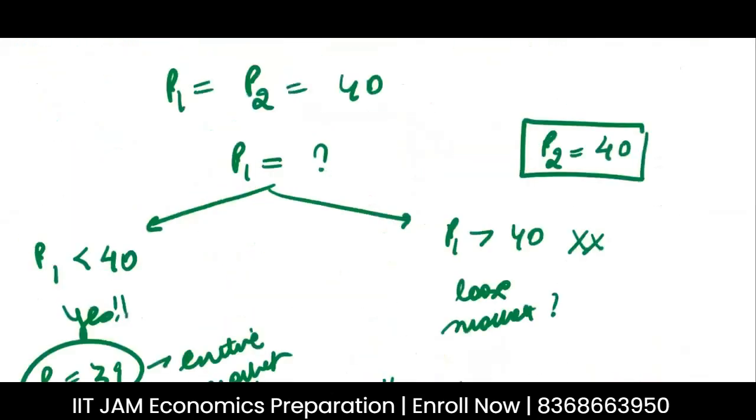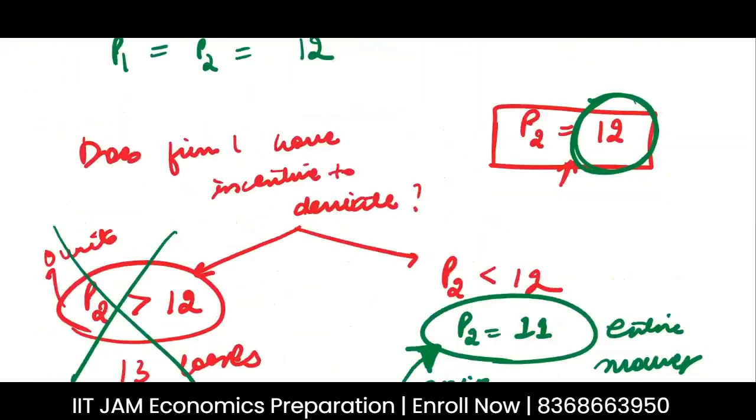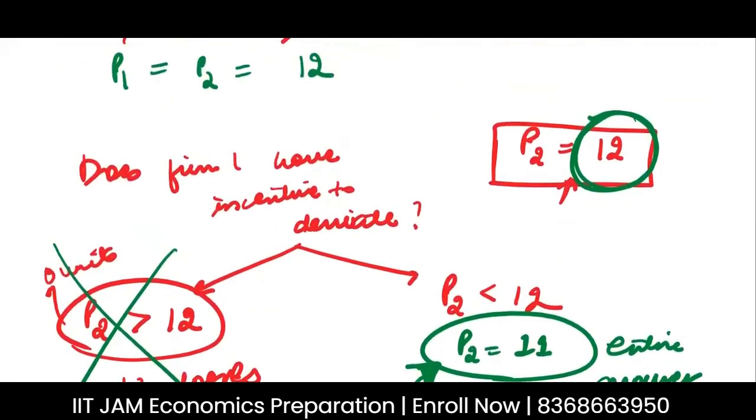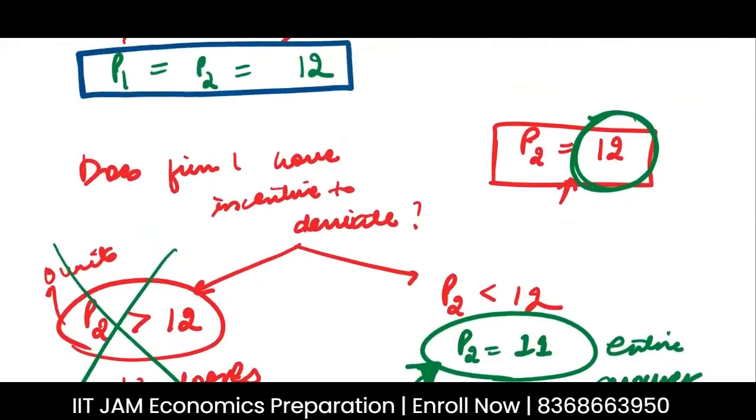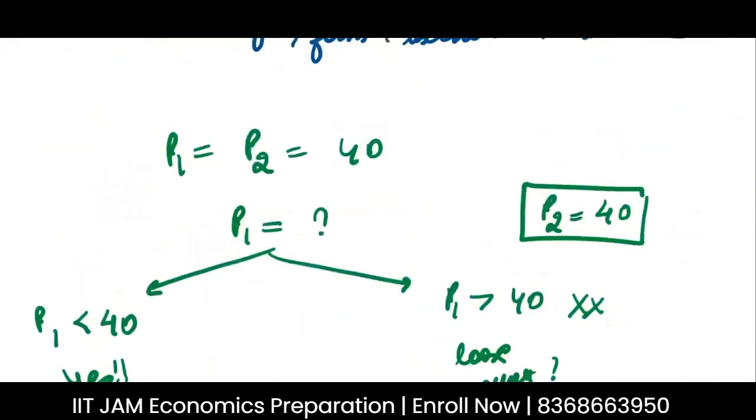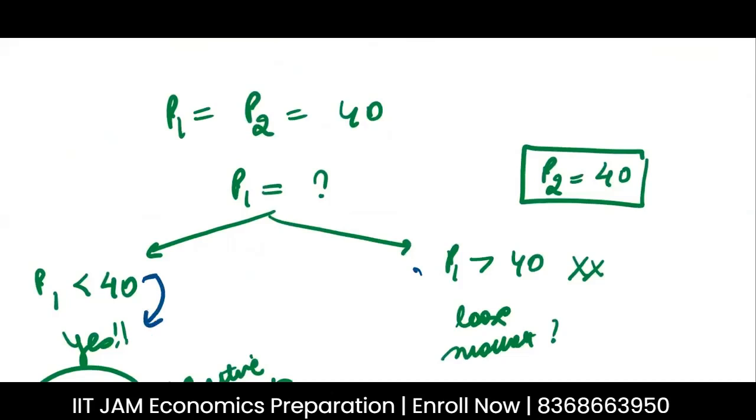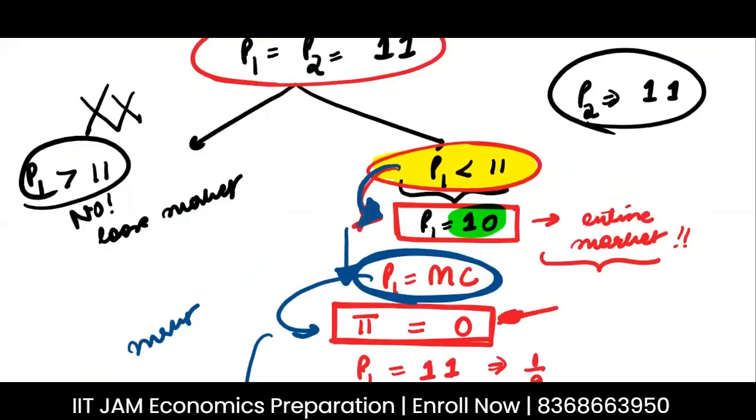Unlike the other cases. So you would say, why didn't we use the same thing here? Because in all other cases, when P1 was equal to P2 was equal to 12, reducing the price by 1 still gave you profit, plus the entire market also. Reducing the price by 1 from 40 to 39 gave you profit plus the entire market. But in this case, when you reduce the price from 11 to 10, it gives you no profit, only market. You sell it to the entire market, but you don't sell it at a profit, right? You're selling it at marginal cost.